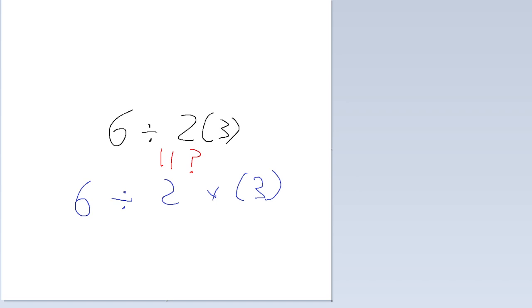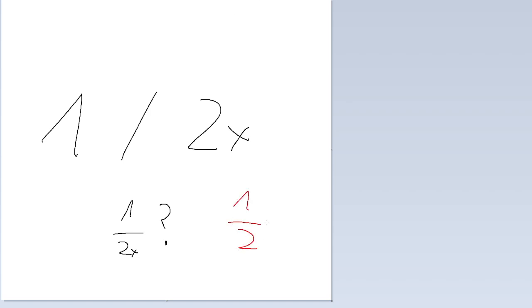However, other people would argue that writing things together like this actually implies a closer relationship, where it's actually equivalent to this. And you have to do it first because they're written next to each other. And these people would say that these aren't equivalent. You actually have to do this part first, and this is 6, so the answer is 1, right? That's the whole issue.